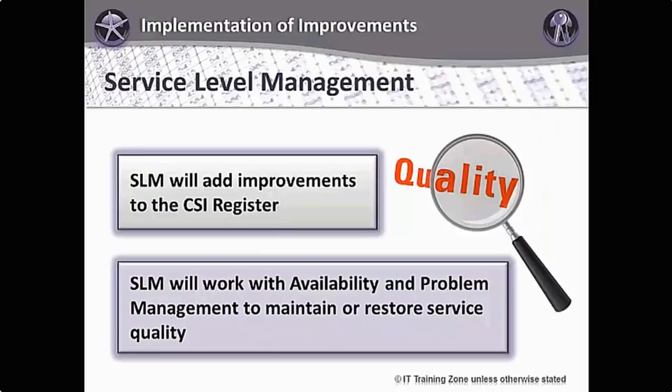The other process involved in implementing corrective action is service level management. SLM will document any service issues as an improvement opportunity on the CSI register. These will then be prioritized and managed using service improvement plans and initiatives. When service quality and/or availability is affected, service level management must instigate action to identify and implement whatever actions are necessary to overcome the difficulties and restore service quality. This will be done in conjunction with availability and problem management.